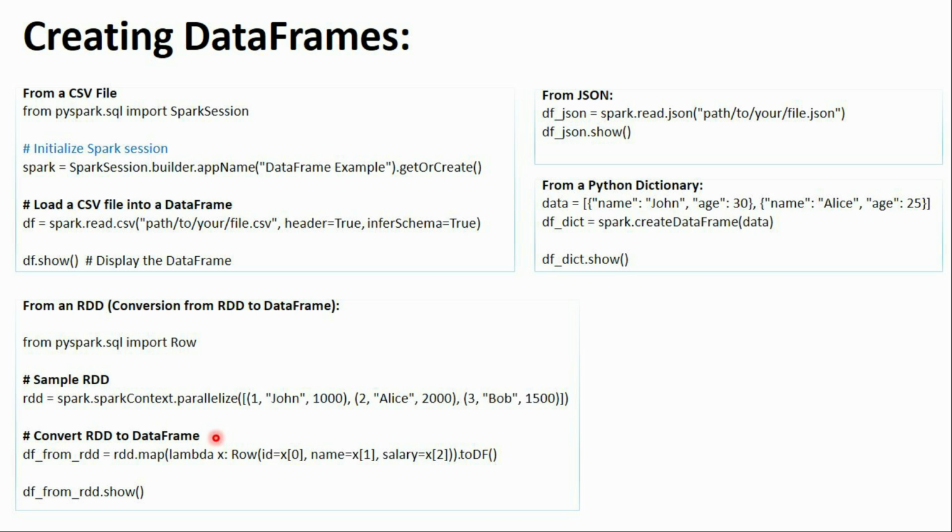Let's quickly recap the different ways we can create data frames in PySpark. 1. From a CSV file using spark.read.csv. 2. From a JSON file using spark.read.json. 3. From a Python dictionary using spark.createDataFrame. 4. From an RDD by converting it to a row object and then calling toDF.